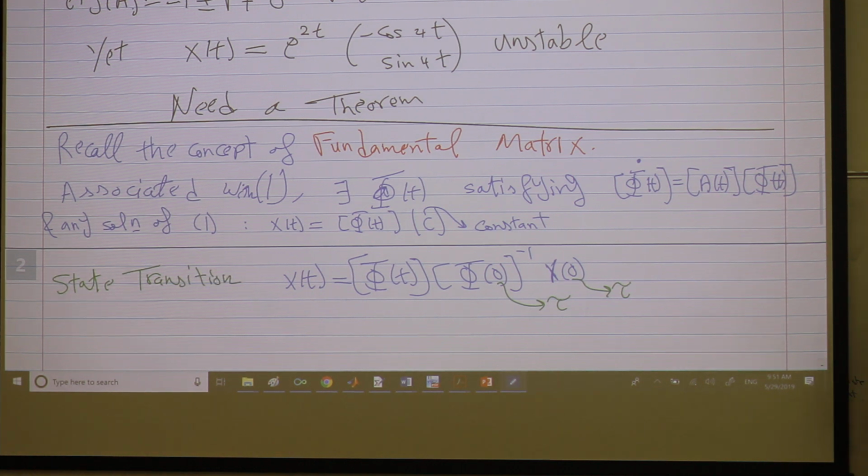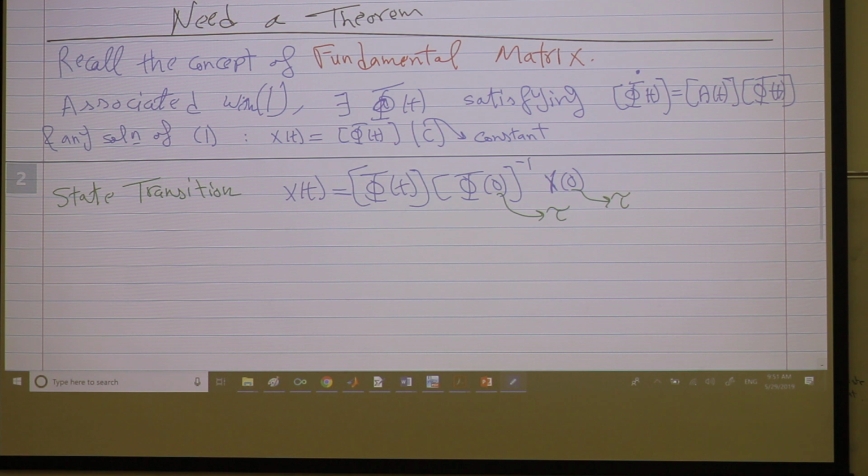For LTI, this is the e to the At. Here we don't have e to the At kind of thing. It's not e to the At anymore. Actually, we don't have an analytical form for it. We know that it just exists, and we know how to construct it numerically using simulations, but there is no analytical form for the state transition matrix. So this actually encourages us to define a normalization for it.